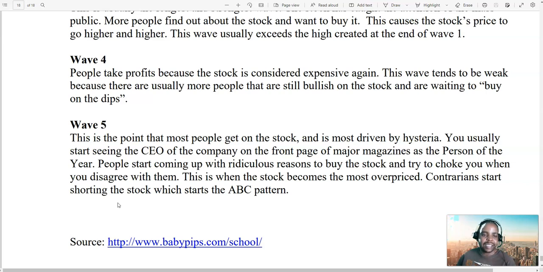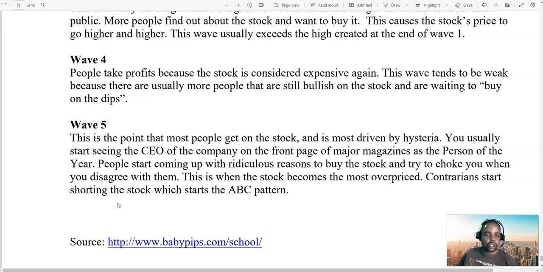You usually start seeing the CEO of the company, like Elon Musk of Tesla, when he said he's accepting Bitcoin for his Teslas. You just saw the surge in the market afterwards. On the front page of major magazines as the person of the year, people start coming up with ridiculous reasons to buy the stock and try to choke you when you disagree with them. Well, depends. This is when the stock becomes the most overpriced.